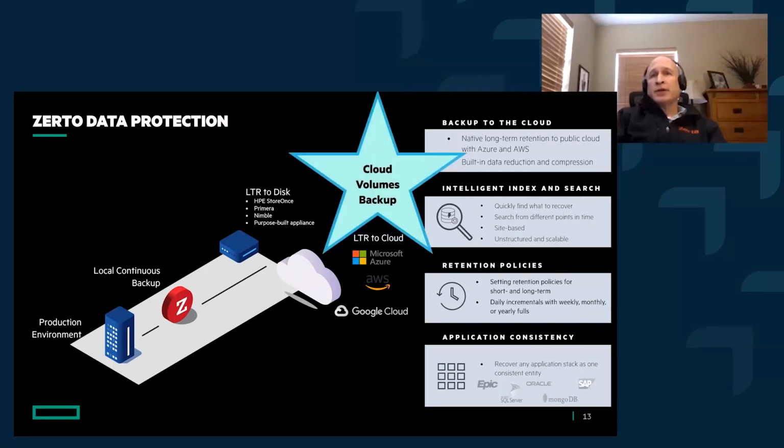You can do Primera and Nimble, which are just block storage devices, or you can go to a purpose-built appliance. But we can also push those off to cloud. You can see the Azure, AWS, Google Cloud symbols. So Zerto can push backups off to clouds. And then I just brought up Cloud Volumes Backup. That is our cloud-based backup repository that is HPE gear. It's really based on Nimble. So Zerto can not only move workloads between clouds, to and from clouds, we can also back up data to the cloud, especially Cloud Volumes Backup, HPE.